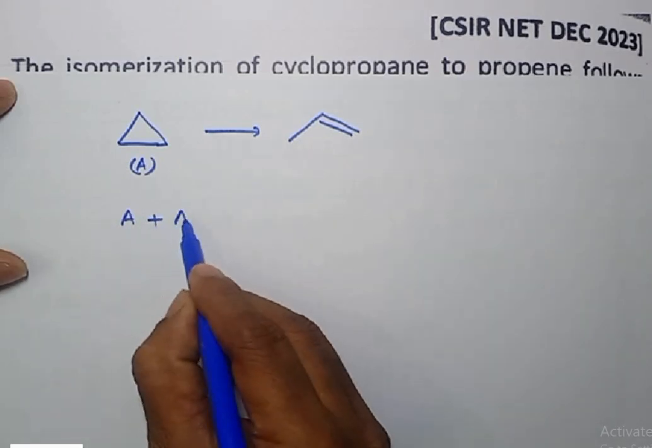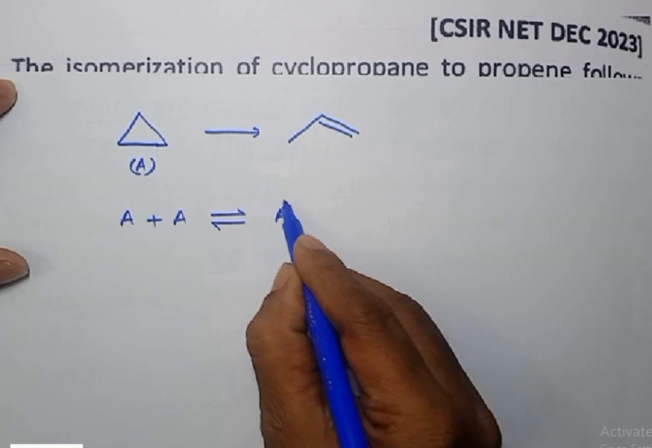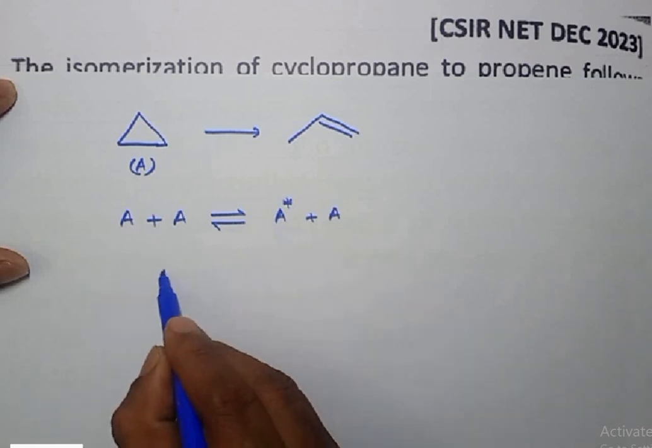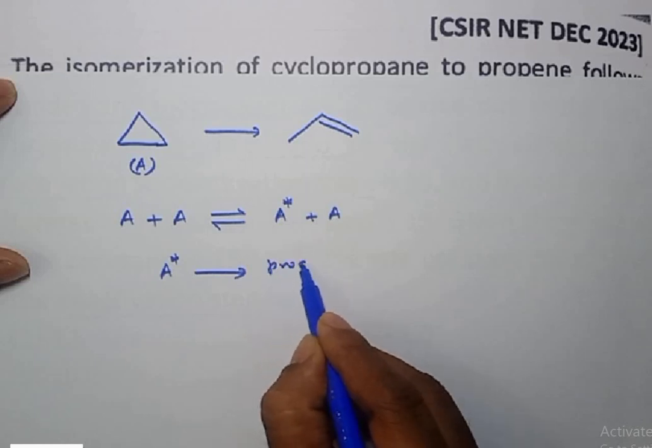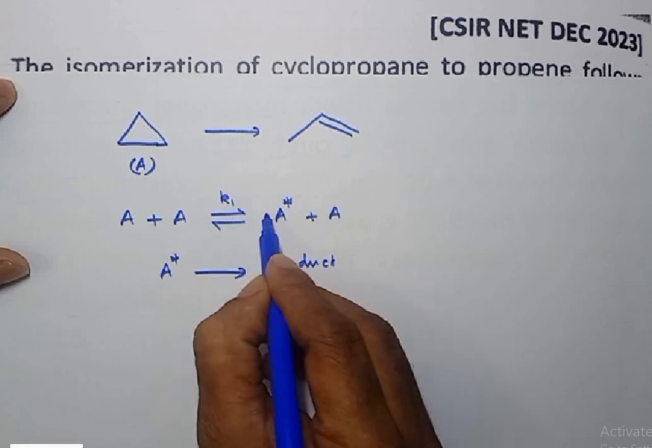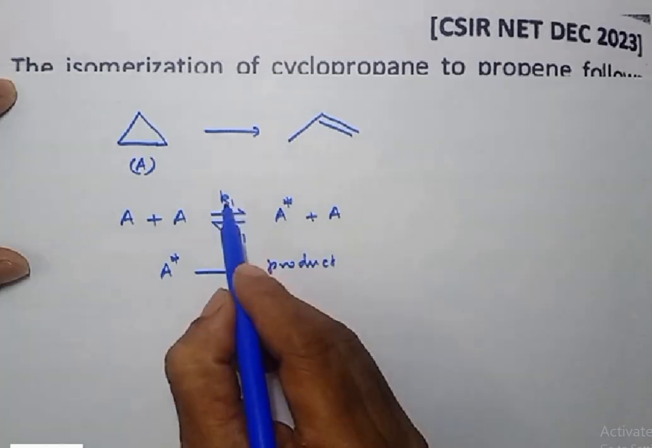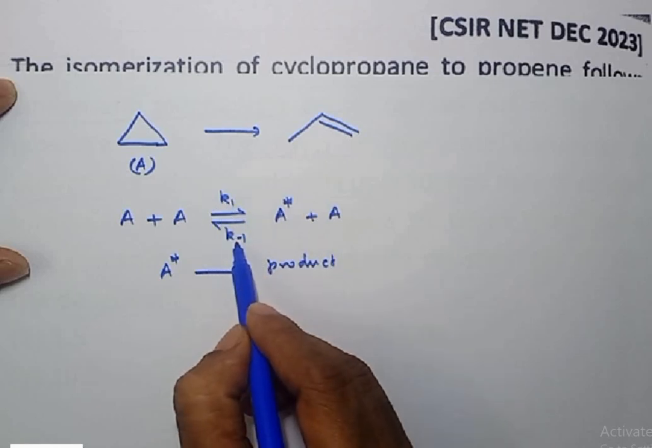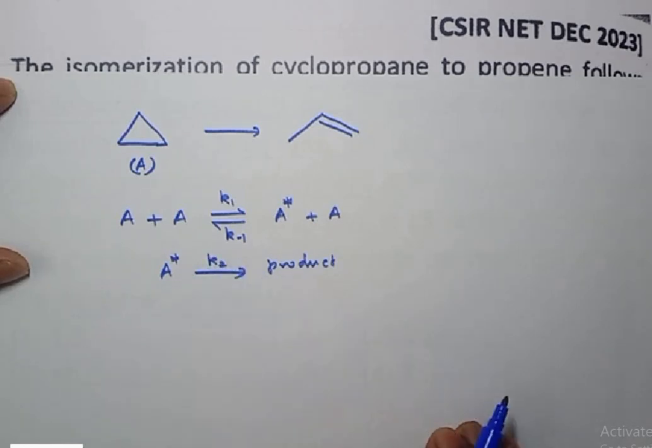Collision will occur. So when two molecules of A collide, what will happen? One molecule gets activated, the other molecule remains a normal molecule. This activated molecule undergoes further reaction and forms product. The forward step is called the activation step, and the backward step is called the deactivation step. So let the rate constant for the forward activation step be K1, the deactivation step be K-1, and for the product forming step the rate constant be K2.